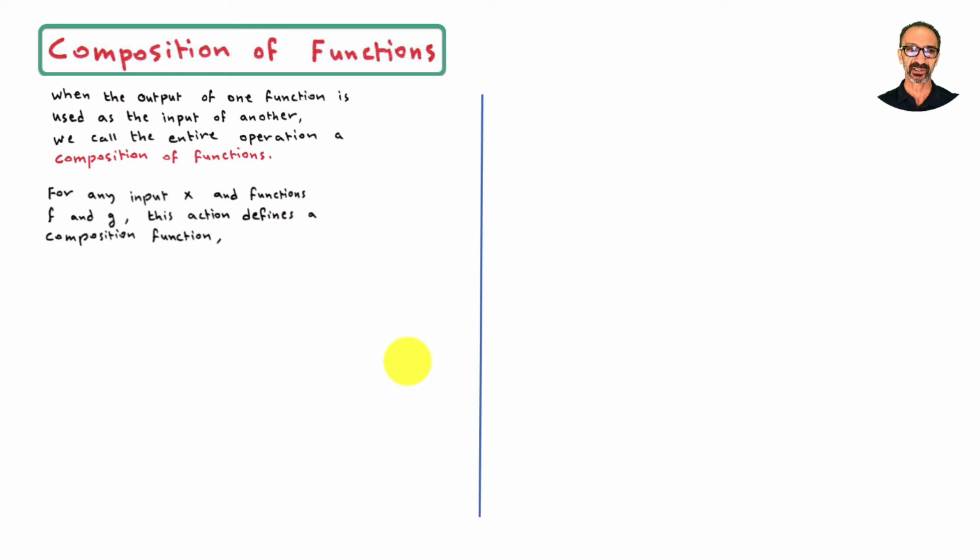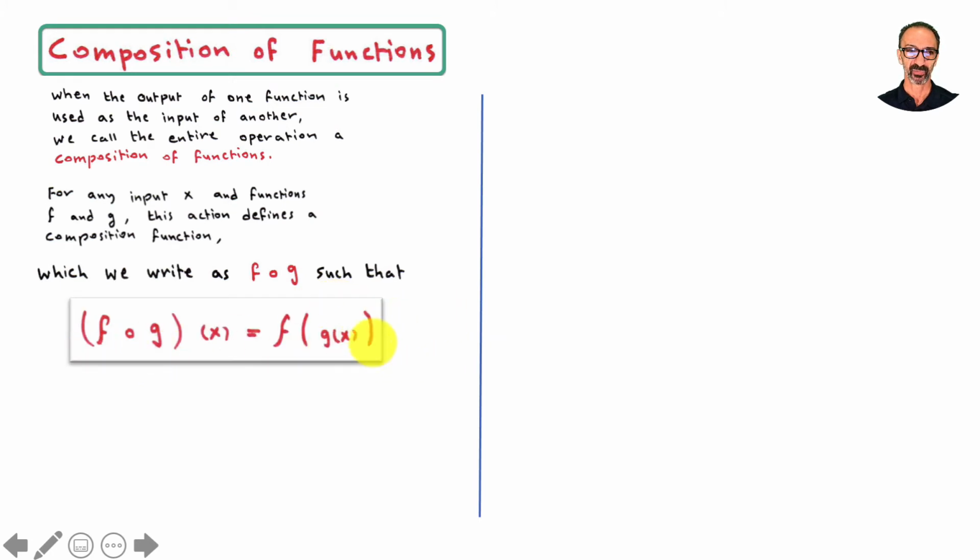For any input x and functions f and g, this defines a composition function. We write it as f of g of x, and that's the formal way. We read them the same way, f of g of x. And that also says exactly what I was reading right here. So x is the input of g, and g of x becomes the input of f.